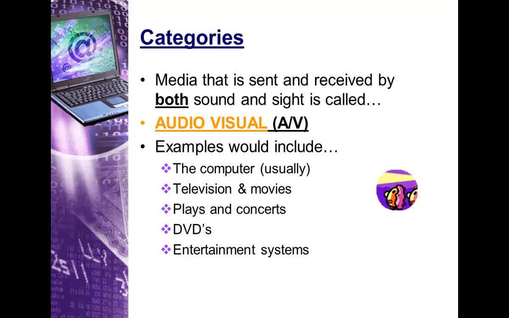Examples would be the computer most of the time. The old computers, the early computers, were all visual. The current computers do a lot more now and probably are mostly audio-visual. But again, it would depend on the circumstances or the situation. Television and movies are audio-visual. Plays, concerts, DVDs, and entertainment systems are all both audio and visual, and you get the information by both sight and sound.